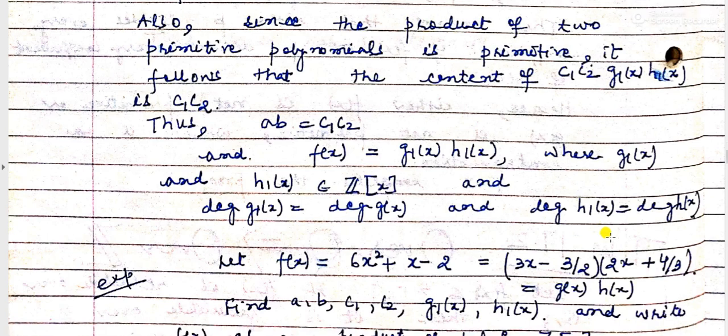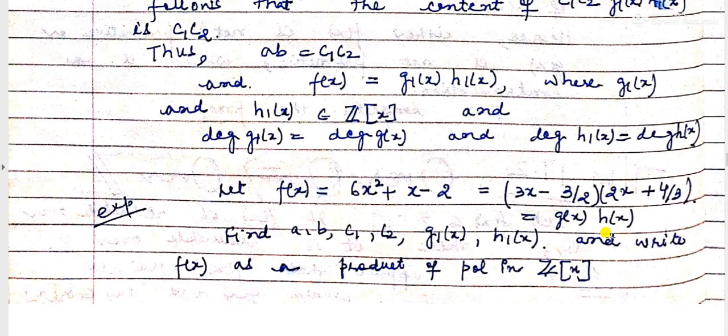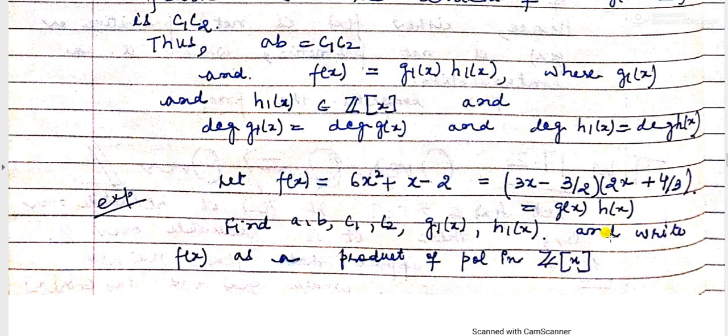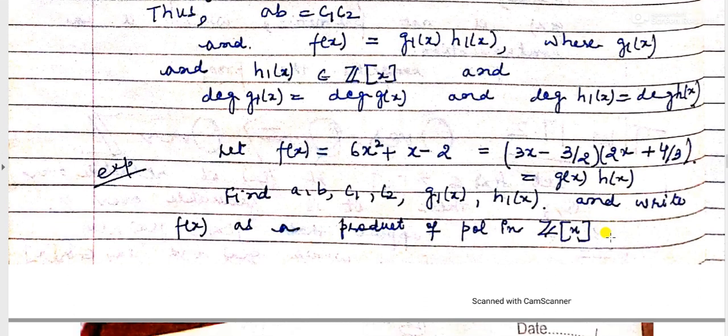So this is an exercise for you. f(x) equals 6x squared plus x minus 2, written as a product of two polynomials in Q[x], is given: (3x minus 3/2) into (2x plus 4/3). Compare this with the previous theorem. Find out a, b, C1, C2, g1(x), h1(x), and write f(x) as a product of polynomials in Z[x]. So you have to do this on your own.